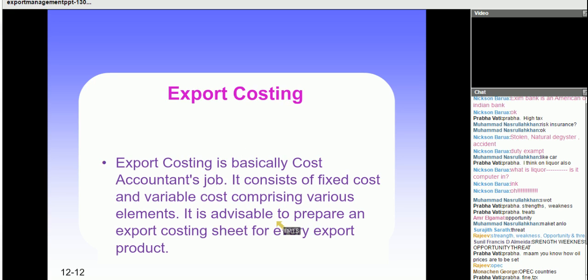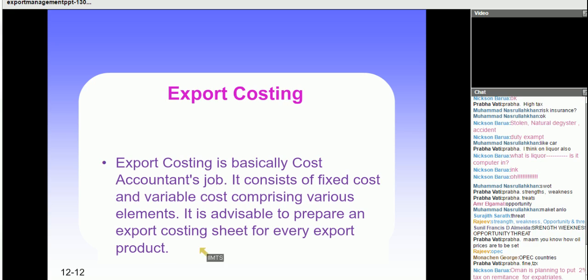Now export costing is done. So it is advisable to prepare an export costing sheet for every export product.